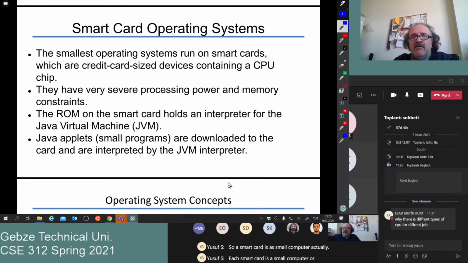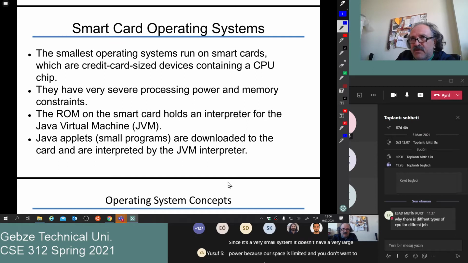On it we run a smart card operating system. Since it's a very small system, it doesn't have very much power because our space is limited, and you don't want to put a very expensive CPU on a smart card, right?